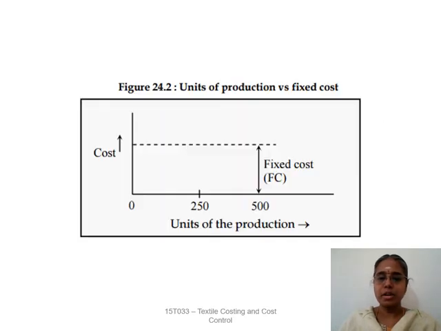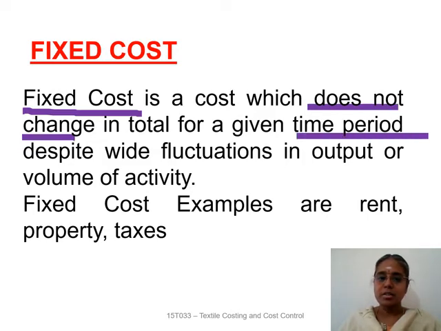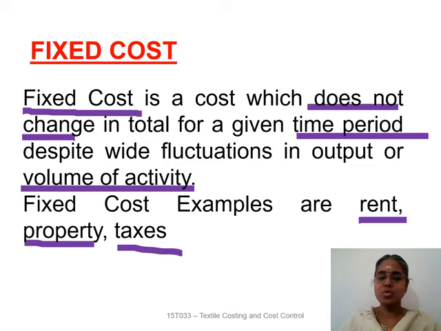One more graph, for fixed cost. Fixed cost does not change for the given period, whatever the output is. Output volume changes, whereas your cost does not change. The best examples are rent for the property and taxes, all those things you have to pay. So these are all fixed costs.